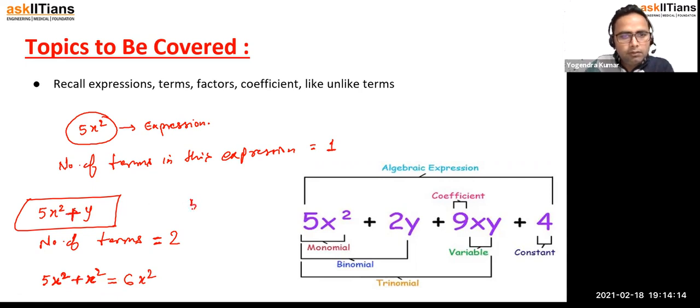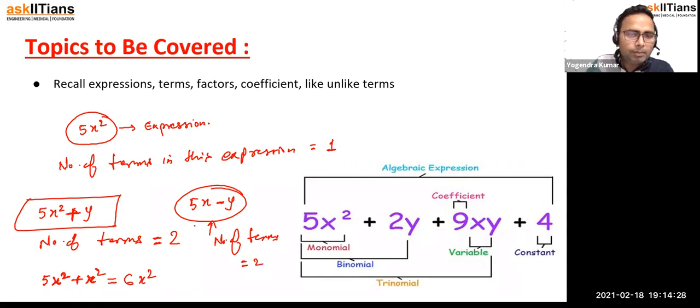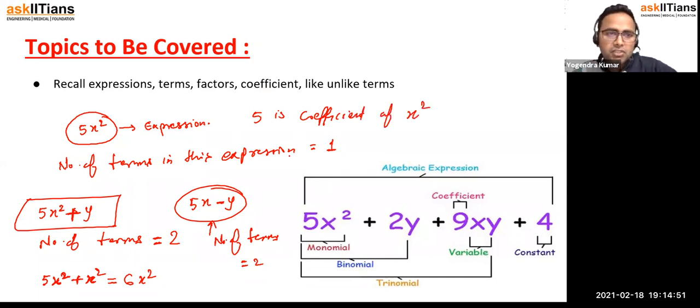If I say 5x minus y, how many terms are there? The number of terms is 2, because minus is there. We cannot add or combine them because they are unlike terms. Like terms are the ones we saw before. And what are the coefficients? In this expression, what is the coefficient of x square? It is 5. 5 is the coefficient of x square. I hope you're getting it.